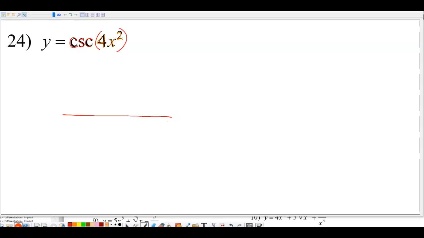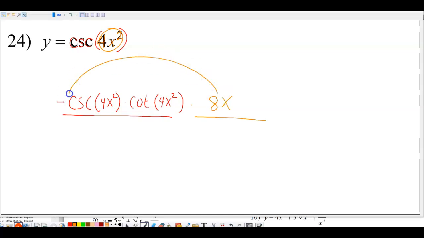So the derivative of the outside is the derivative of cosecant. If you look at your notes, you'll see what the derivative of cosecant is. The derivative of cosecant is negative cosecant of something times cotangent of something. And that something is 4x squared, because remember, when you do the derivative of the outside, the inside does not change. But we do need to multiply this by the derivative of the inside. So the derivative of the inside is going to be 8x. Now technically you could put the 8x in the front, in between that negative sign and the cosecant. That would be fine if you wanted to rewrite it a little bit different. But either way, that's our derivative.